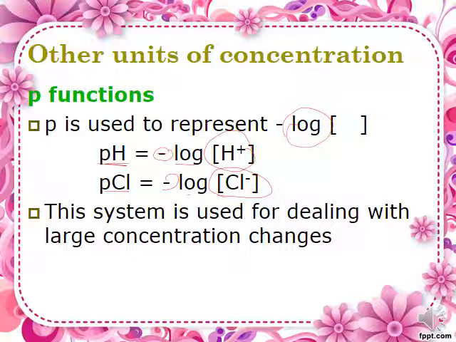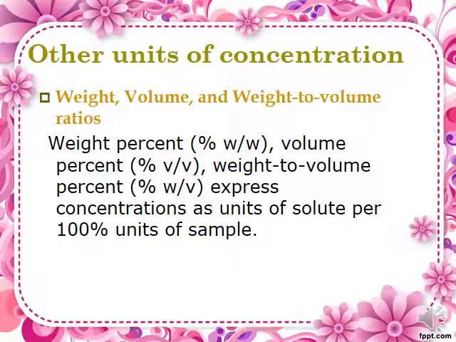That's why sometimes you find the concentration in power form, for example times 10 power of negative 9, times 10 power of negative 8. The next type of unit of concentration is the weight volume ratio. You will come across either weight over weight percent, volume over volume percent, or even weight over volume percent. Percent means per 100 units of sample.